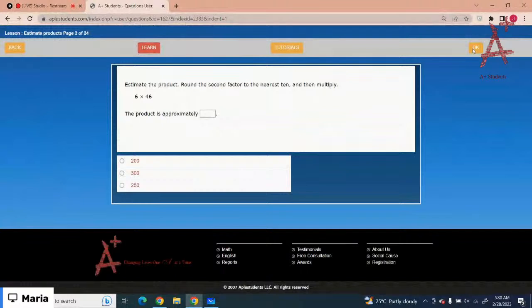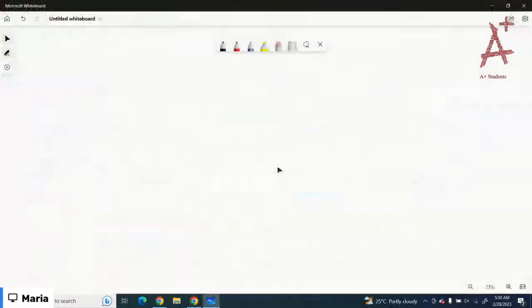Okay, the next one is estimate the product, round the second factor to the nearest 10 and multiply. You have to do 6 times 46. So you round off 46, so 4 is at the tens position. The digit right next is 6, so 6 is greater than 5, that means you have to round up. So it would be rounded off to 50. Got it? So it would be 6 times 50. 6 times 5 is 30, and it would be 300. Got it? So the correct option is 300.